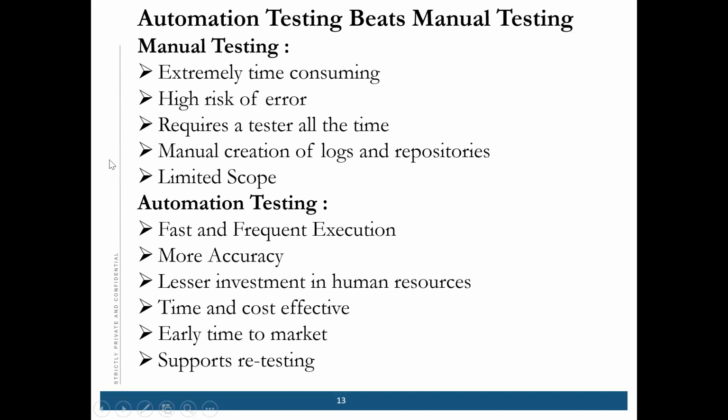Limit the scope. Manual testing has a limited scope. For example, if you have less time, you always take the important test cases and do the testing, because you have limited time, correct? So in one day you have to submit your report of manual testing. You cannot test all the test cases, right? So you have a limited scope: you take a few of the important test cases, execute them manually, and then submit your report.